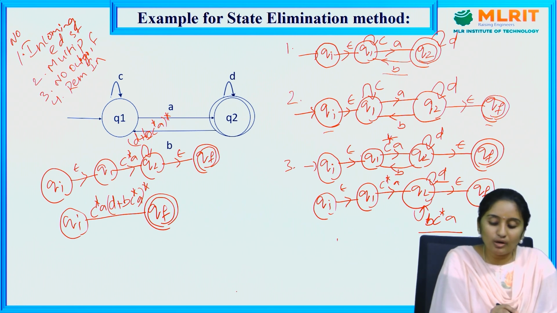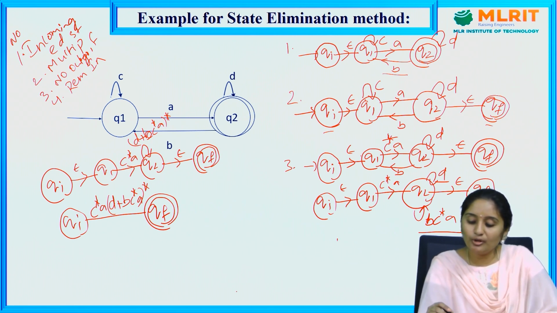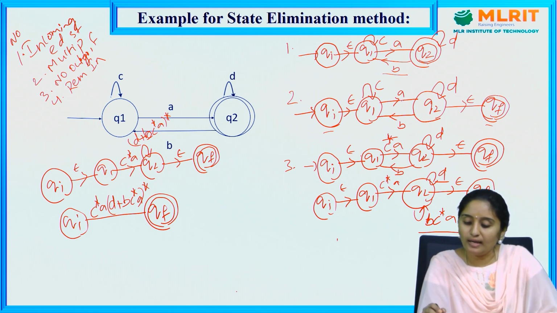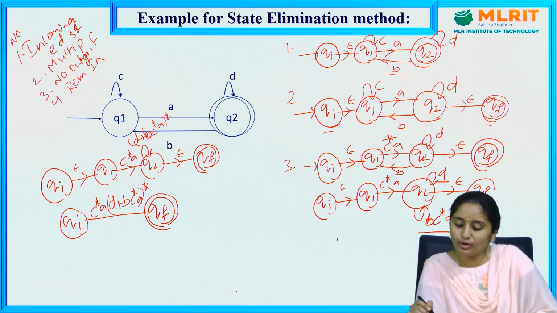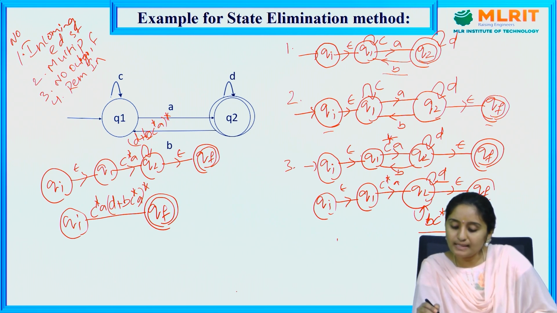So how did we get this? First, C star A. As it is a self loop, we are going to write it as a closure, C closure A. Next I have C closure A, again B. From Q1 to Q2, and again from Q2, C star A, B, C star A comes. So I am writing it as a self loop, because here I have B, C star A.